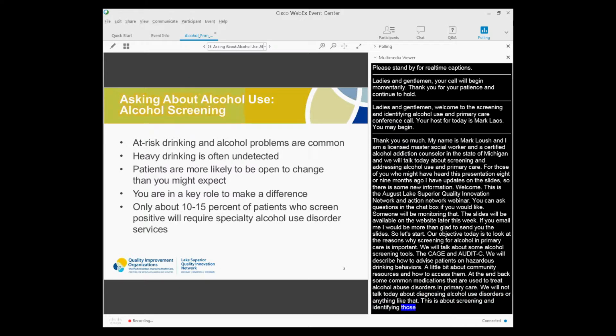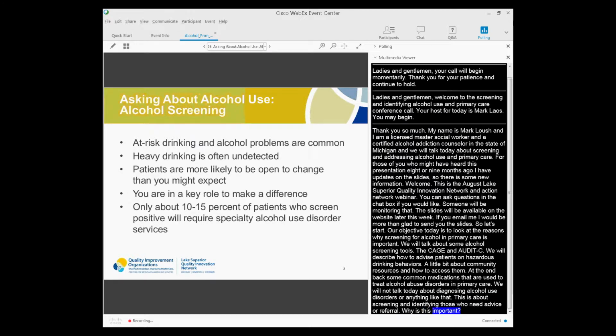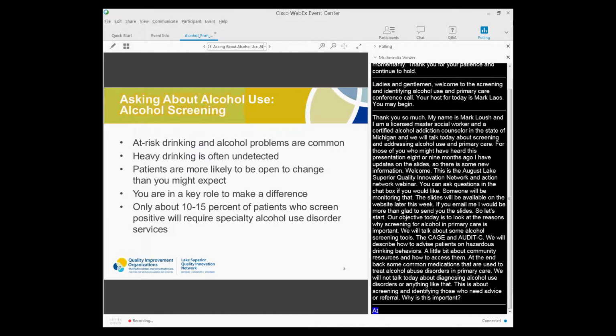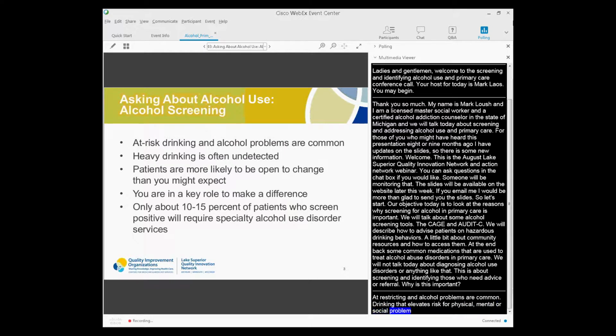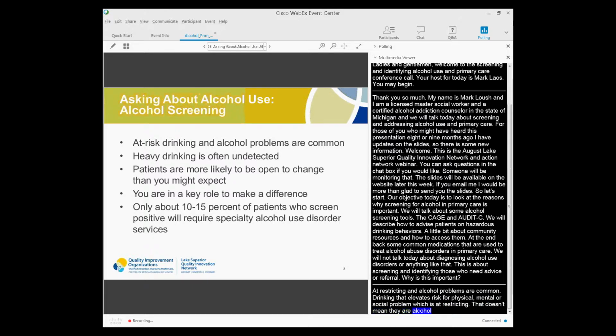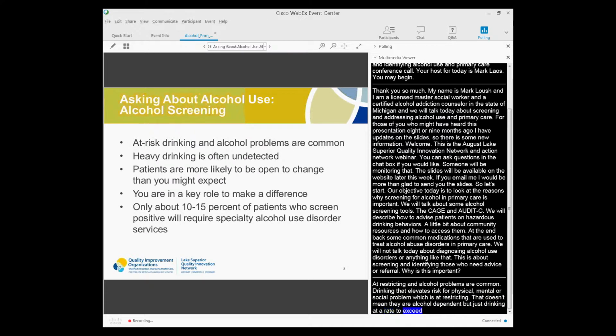So why is this important, asking about alcohol use? At-risk drinking and alcohol problems are common. About 1 in 3 adults in the U.S. engage in hazardous drinking. That is really drinking that elevates their risks for physical, mental, or social problems. Now, that does not mean they're alcohol dependent or that they have alcohol use disorders. They're just drinking at a rate and frequency that would be considered at risk or hazardous. Of these hazardous drinkers, about 1 in 4 will have an alcohol use disorder as defined by DSM-5.